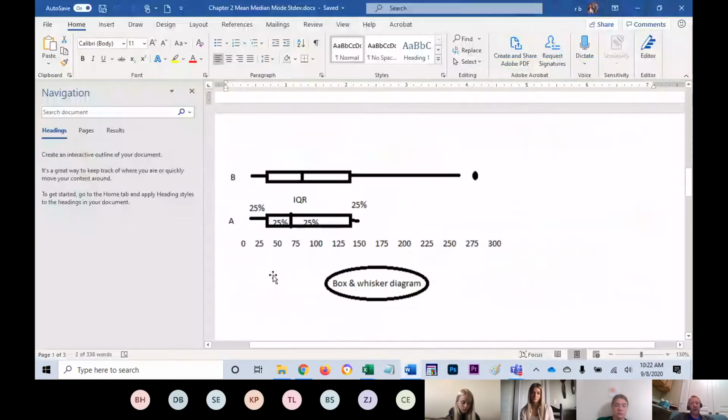So this is a different data set here, but the idea is each whisker, so this whisker here represents 25% of the data. This whisker here also represents 25% of the data. This would be an outlier. And then this box right here represents quartile 3.